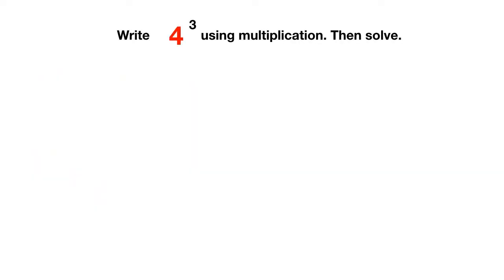Now it's time for you to try on your own. Write 4 to the power of 3 using multiplication, then solve. 4 to the power of 3 means 4 is being multiplied by itself 3 times. So it's equal to 4 times 4 times 4. There are the 3 4's being multiplied. When you solve this out, 4 times 4 is 16, and 16 times 4 equals 64.